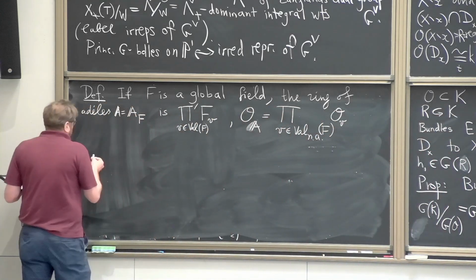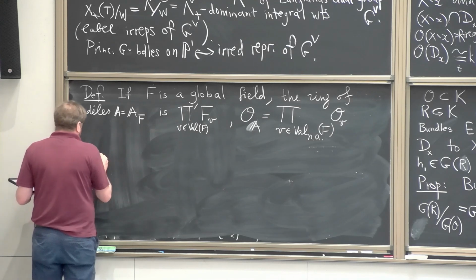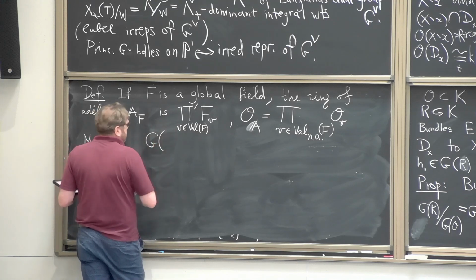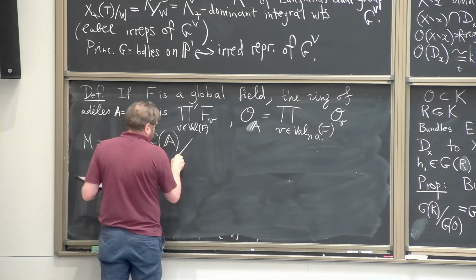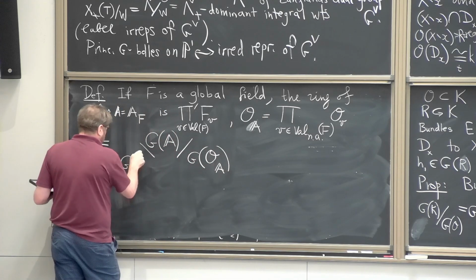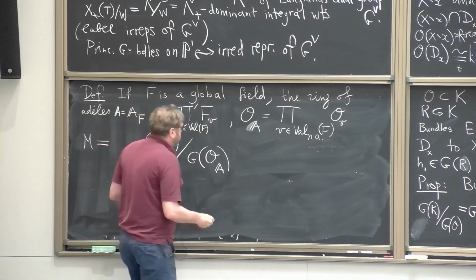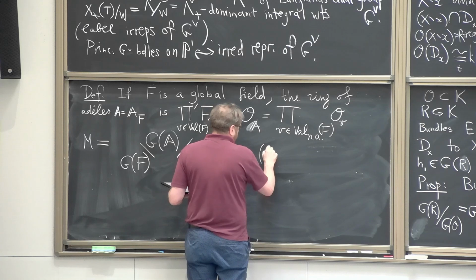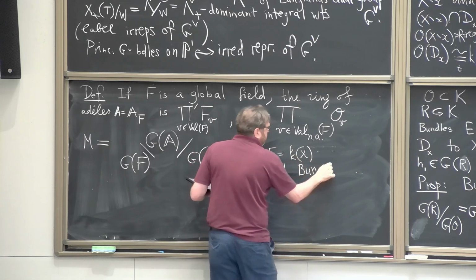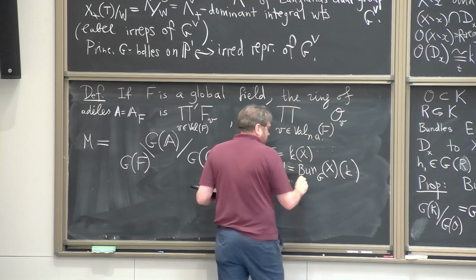And then you can define this arithmetic quotient M, which is your group G over A, modulo G over O_A, and modulo G of F. And so this is a generalization. If F equals K of X, we get Bun_G of X over K. So M is equal to this.